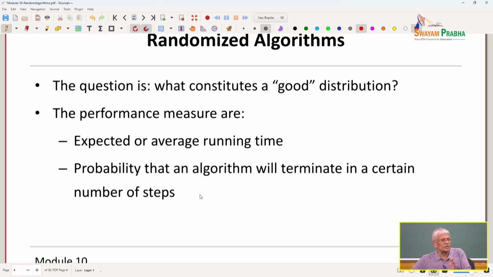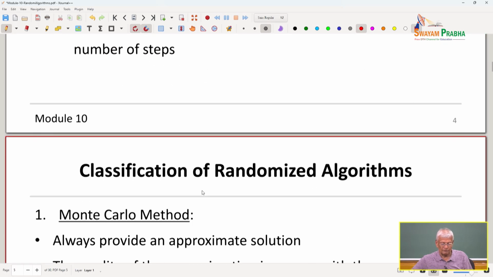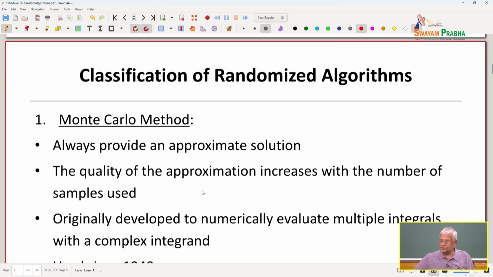I can specify the number of steps, and I would like to ask the question: what's the probability that the algorithm will stop in a certain number of steps? You can see that the behavior of the random algorithm is random, so the time it takes to compute is a random variable. Computing the distribution of this random variable may be difficult, so we are interested in the expected time. We are also interested in the probability that this time is no more than a given number of steps.